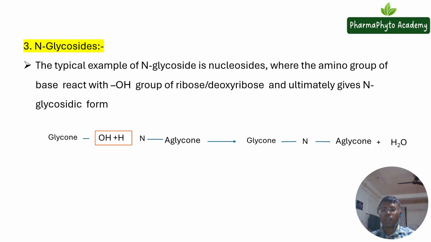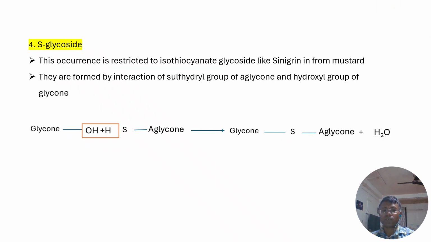And this is the N type of glycosides. This type of glycoside is mainly found in nucleosides, where the amino group of the base reacts with the OH group of ribose or deoxyribose, and ultimately they give you an N-glycosidic form. Here you can see the glycon and aglycon; they lose one molecule of water, then this will form this glycosidic linkage. So this is the N type of glycosides.